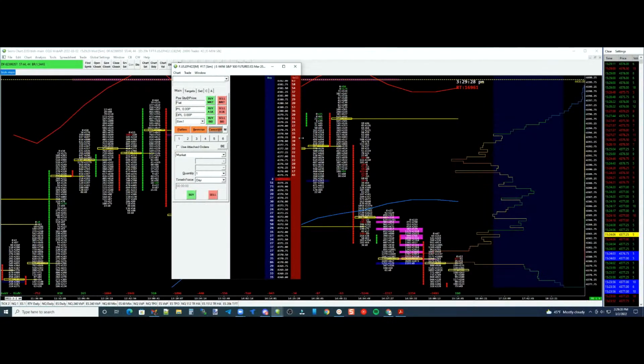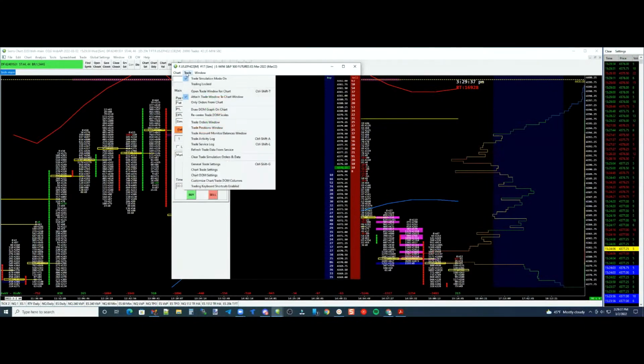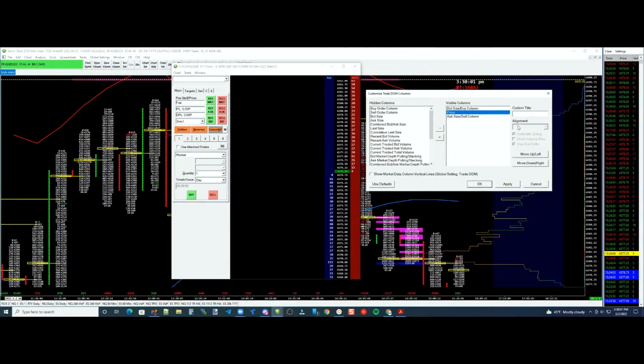So now to set this up, understand these are your resting orders and this is your price. You come under here to customize chart trade DOM columns, and we're going to set this up to be absolutely powerful. Now remember, this is the way I like to see it. You guys got to choose the way you like to see it, but we should all have the same thing on our DOM. How you have it displayed is your decision. So I move my price up, and the first thing I want to do is add my recent bid volume and my recent ask volume.